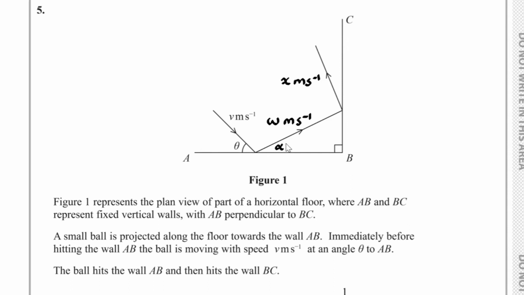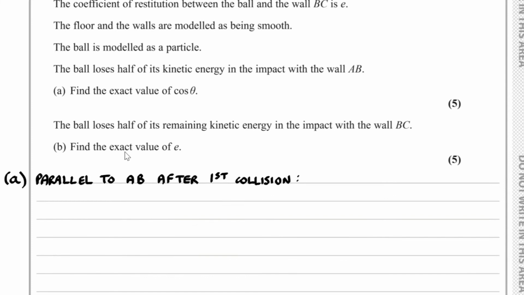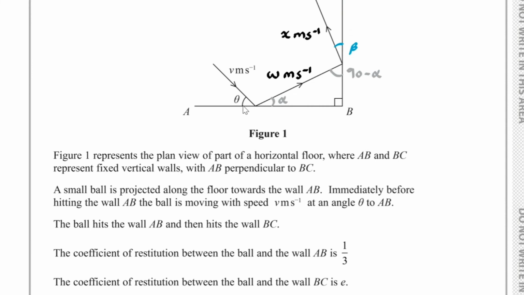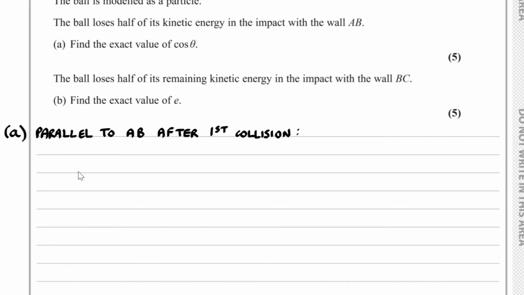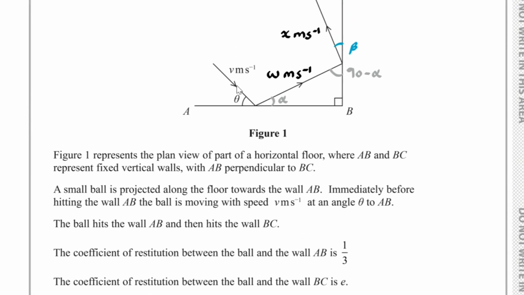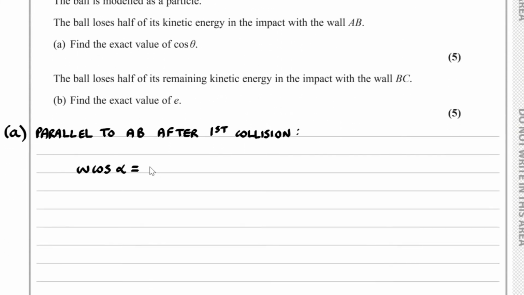Well, if I say that this angle here is alpha, then this angle will be 90 minus alpha. And if I say that the angle here is beta, then parallel to AB after the first collision, resolving parallel, we have W cos alpha, so that's this component here, that will equal what it's approaching at, V cos theta. We'll leave that alone.